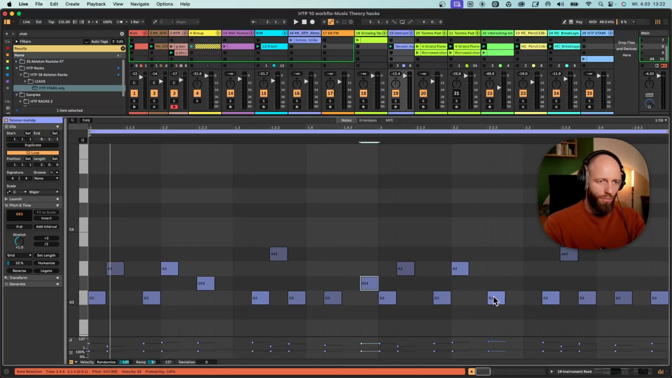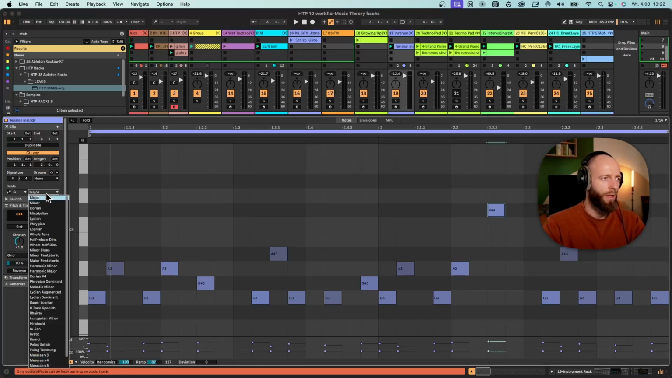So if we would go for tritone in the second half, let's go 1, 2, 3, 4, 5, 6 to C sharp. Yeah, C sharp is not in the scale, so this is going to create a lot of tension. Let's go for G Phrygian. Yeah, we don't have that.